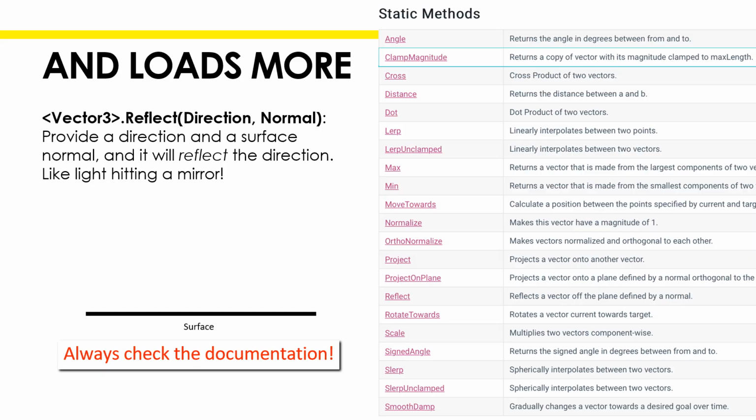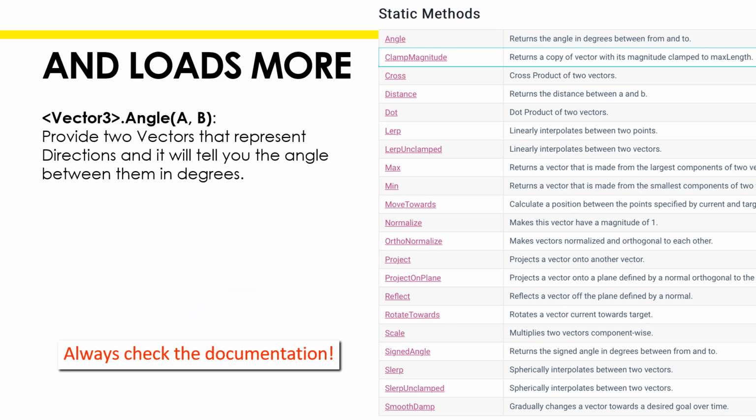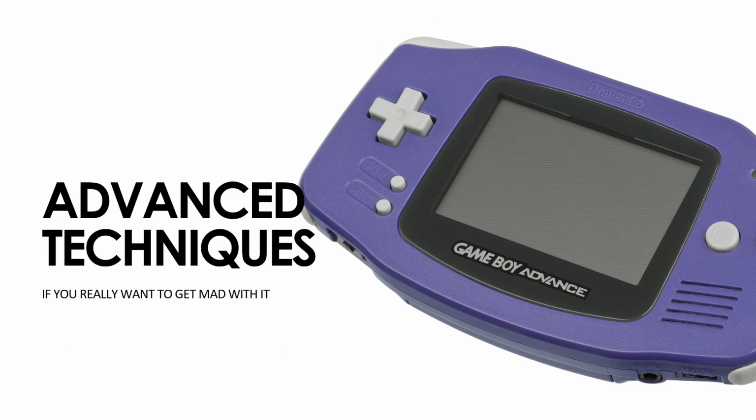So if we have a line here, it's going to return this if that's between two different points. Reflect will take a surface and a normal, and we provide an input vector, and it is going to reflect that off the surface as if it's like a mirror. Angle: we put in two vectors, and it is going to tell us the angle between them in degrees. A couple of advanced techniques which you may find useful in your prototype.